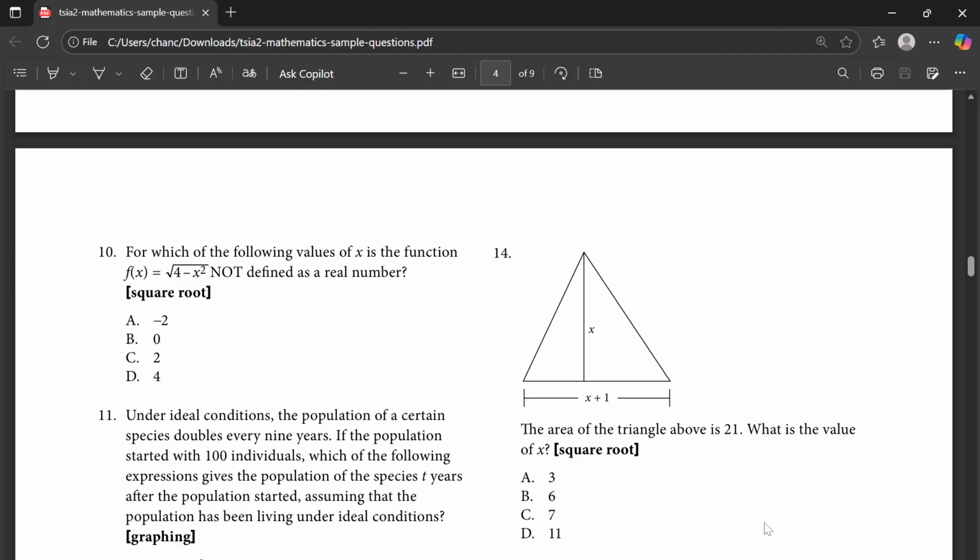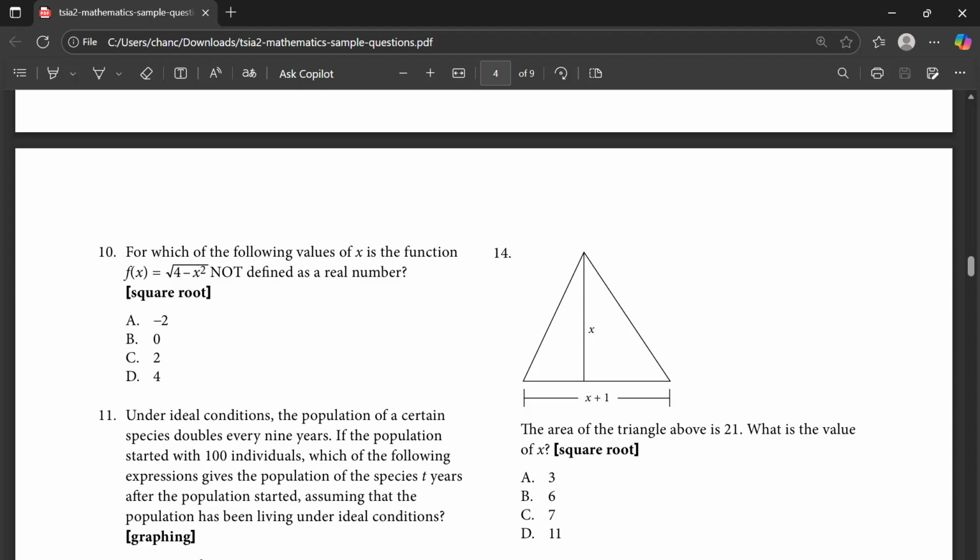Now we are on number 10 for our TSI math prep. It says, for which of the following values of x is the function f of x equals the square root of 4 minus x squared not defined as a real number? So if we're looking for something that isn't a real number, then we're looking for imaginary or complex numbers.